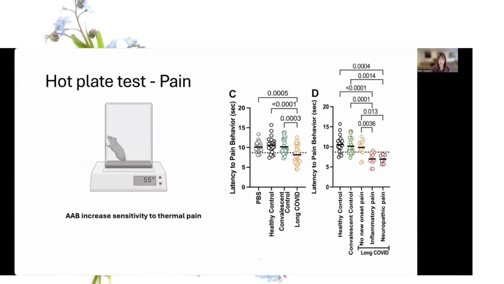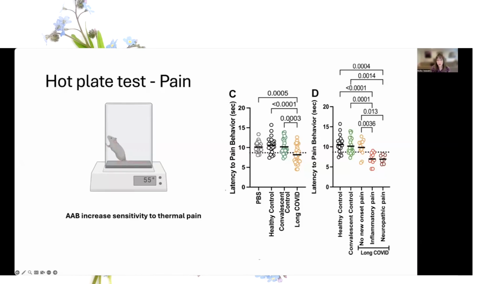Of all the tests that Kayla conducted, one of them stood out as being significantly different between patients with long COVID versus the controls. And this is the hot plate test, where animals injected with IgG from these patients and controls are placed on top of a heated plate. And we measure the number of seconds it takes for the mice to react to this heated plate. And so the latency to pain behavior for PBS injected, this is a saline control, injected animals is roughly around 10 seconds. Healthy control IgG and convalescent control IgG is similar.